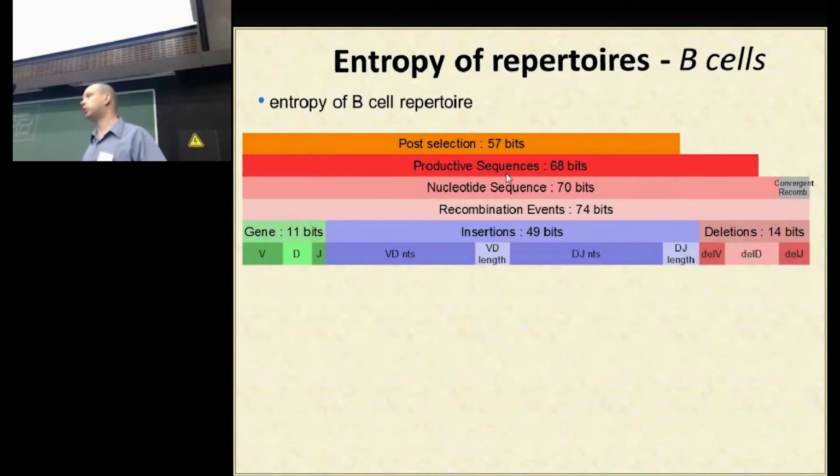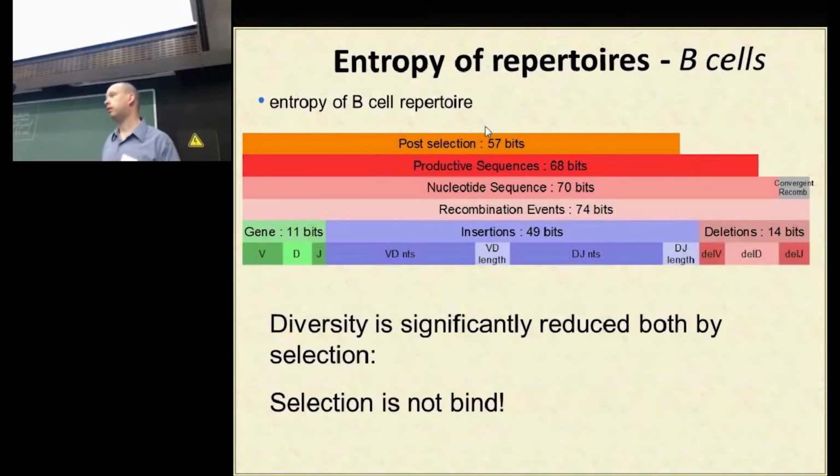So we exclude all sequences which are produced with out-of-frame recombination. But still, if we compare this productive sequence entropy, 68 bits, to the post-selection entropy, so we actually look at our model after selection, it has 10 bits less entropy. So it basically means there's a huge reduction in diversity. Selection is not blind. If selection was blind, selection would choose sequences randomly, and we would basically see the same kind of diversity, but diversity goes down a lot.